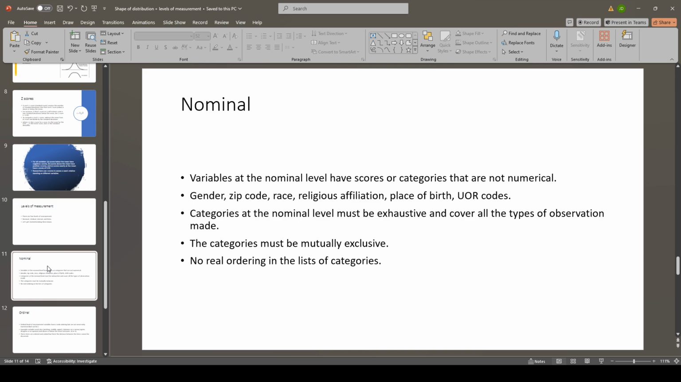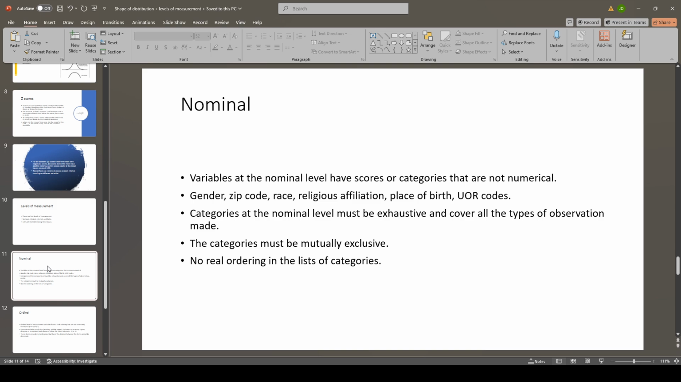Nominal variables are variables that are not numeric: your gender, your zip code, your race, your religion, your sex, place of birth, area code, social security numbers. Those are all nominal variables. Categories of nominals have to be exhaustive and cover all types of observation made. This is true for everything, honestly. Categories must be mutually exclusive. They can't blend in things.